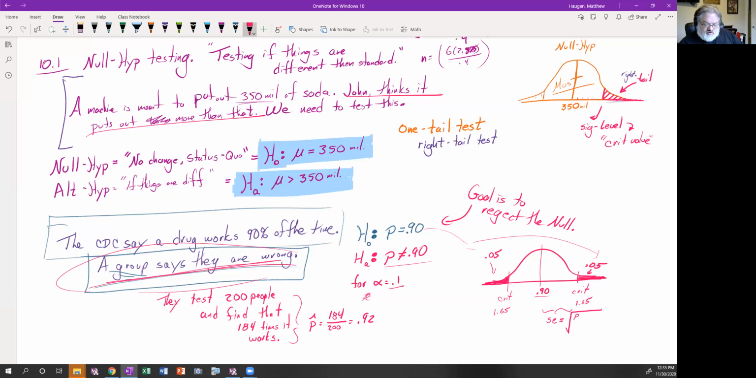The square root of PQ over N, right? You guys all say confidently. Now here's a question that often gets people in trouble. What's our P in this problem? Your choices are 0.92 or 0.90? Is it 0.92?